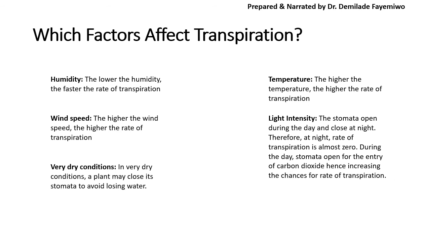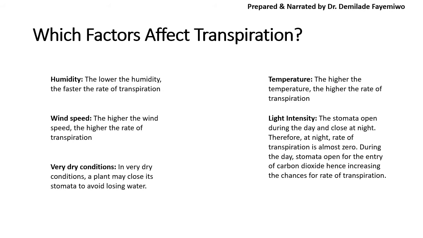So, what are the factors that affect transpiration? Well, the very first one you need to know is humidity. Whenever humidity is low, you will have a faster rate of transpiration. The big question, of course, is what is humidity? Humidity is the amount of water vapor in the atmosphere.